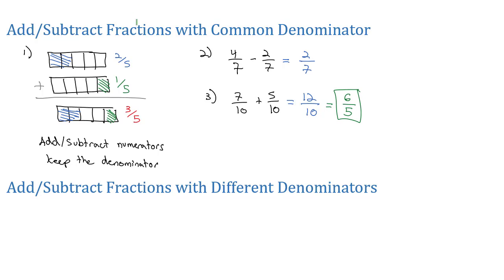But in short, to add and subtract fractions, if they have a common denominator, we can add or subtract those numerators and then just keep the denominator. Our next video is going to look at what we do if we don't have a common denominator.